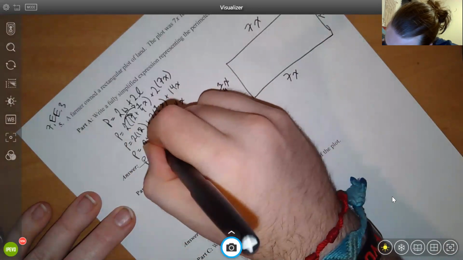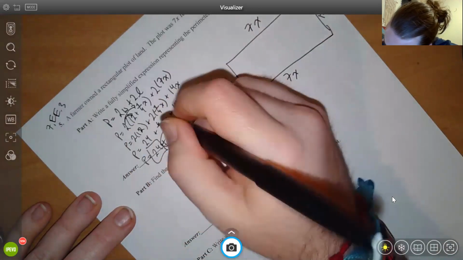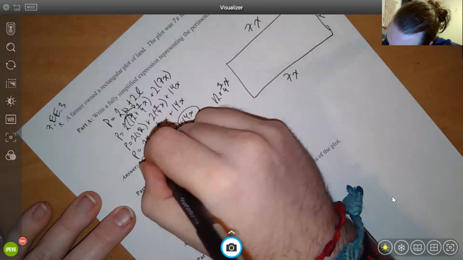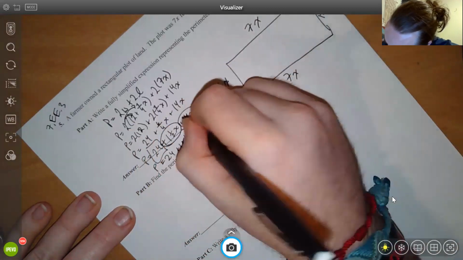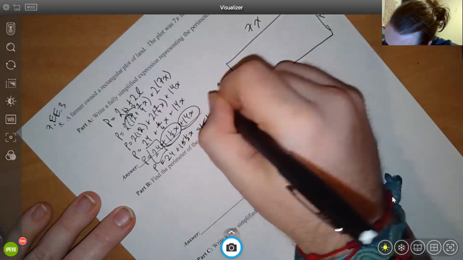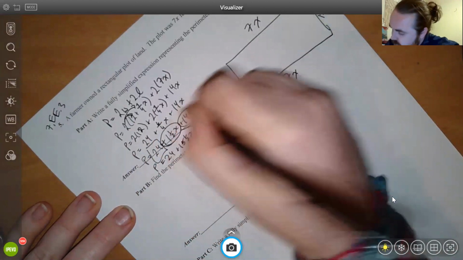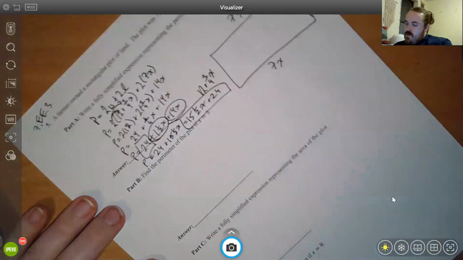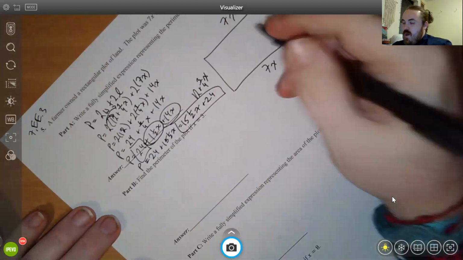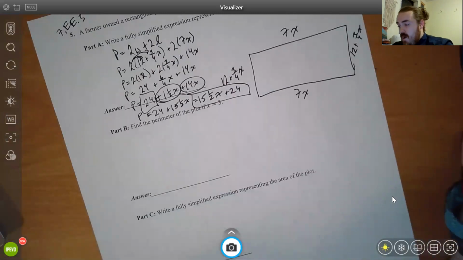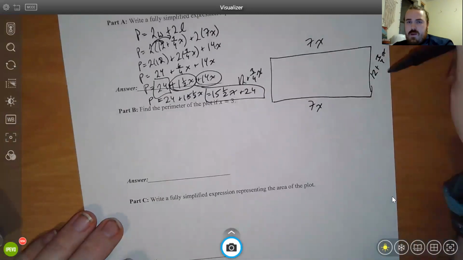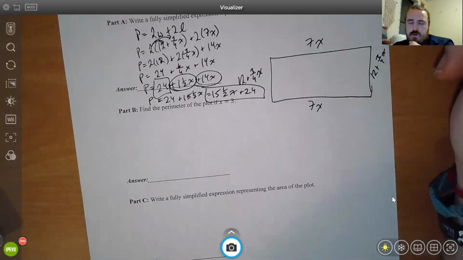Combine like terms. 24 plus 15.5x, or remember, commutative property, it can be the other way around, 15.5x plus 24. That should be your final answer, 15.5x plus 24. You could have also gotten that by adding up all the sides. Some of you are incorrectly adding instead of multiplying 2 times 3/4 and getting 2.5. Be very careful there. Other than that, this one's pretty straightforward.